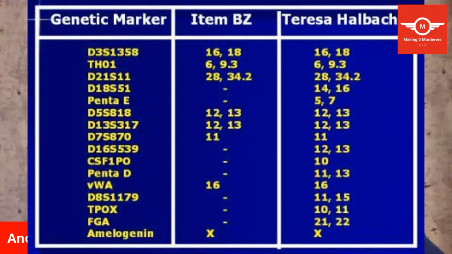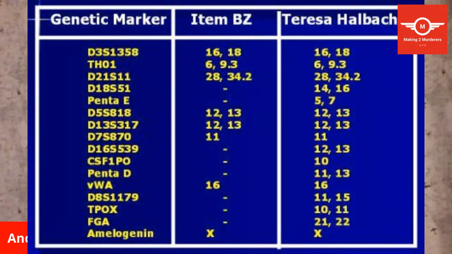If you notice the ones that match, those are the ones that they were able to get profiles of and match supposedly to Teresa Halbach. In the middle column, the ones that are missing are loci that have fallen out of the sample. Those are the ones that were not able to be matched because they were not there. So only 7 of these 16 were able to be matched, which is about 43%.